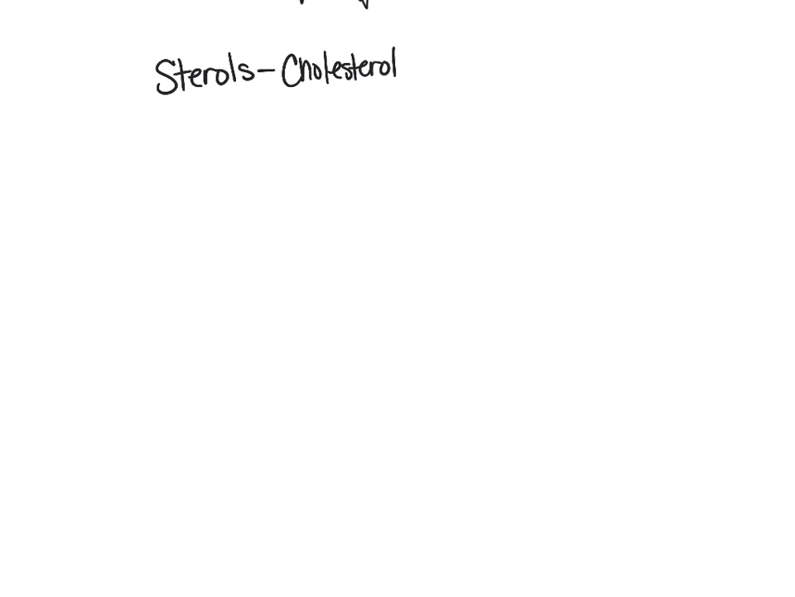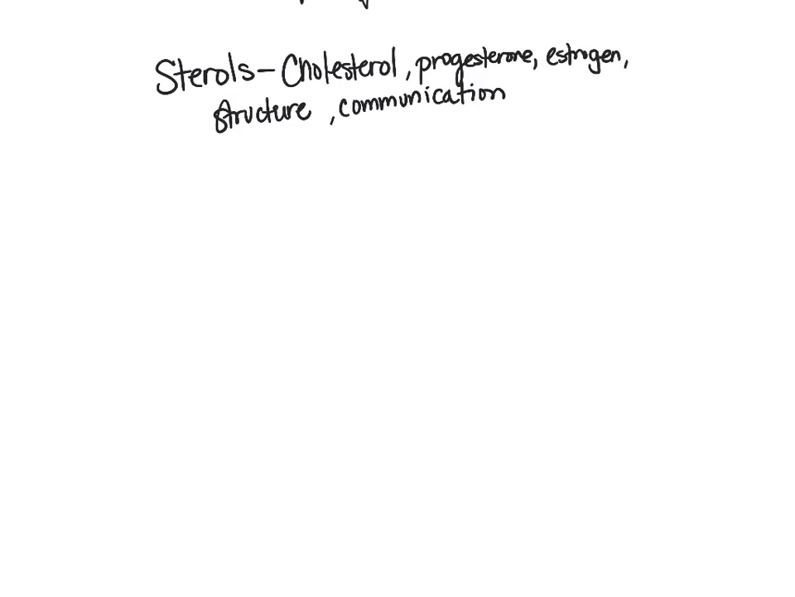So a sterol is used for structure. Mainly the cholesterol is used for structure in our cell membranes and for communication. Communication because some of our hormones are sterol hormones. So things like progesterone, estrogen, and testosterone. Also some other ones like cortisone. So these are our sterols.